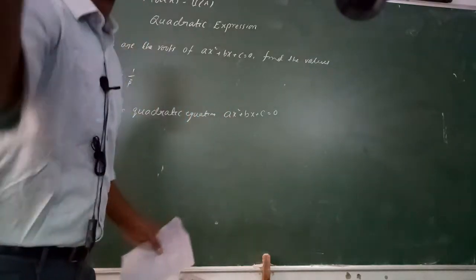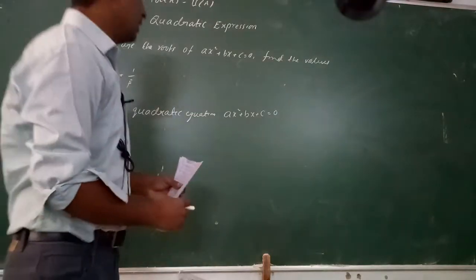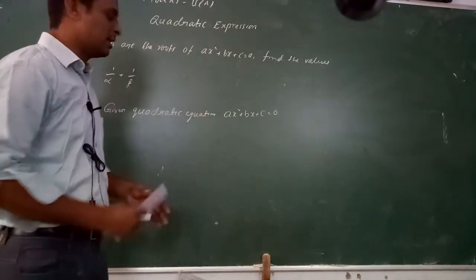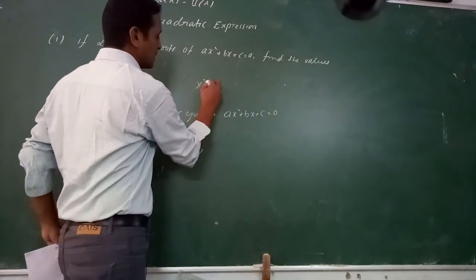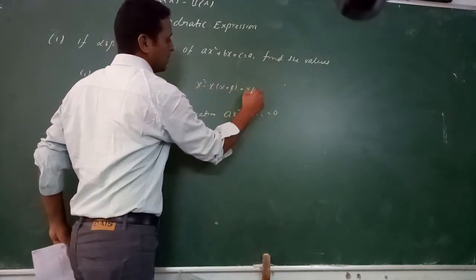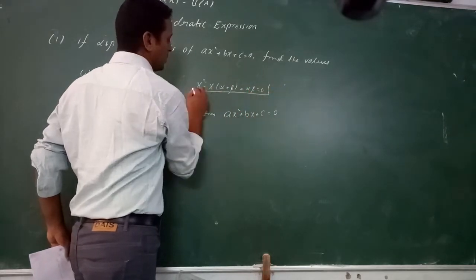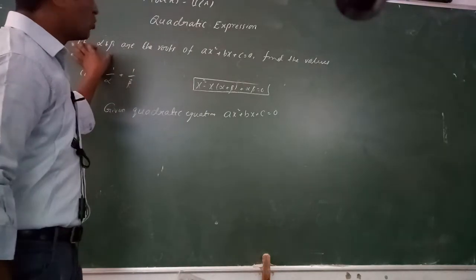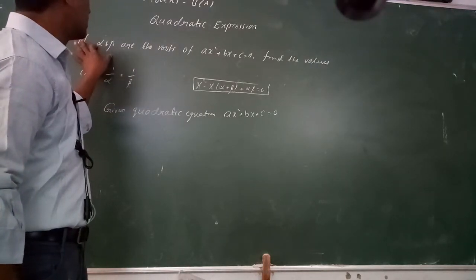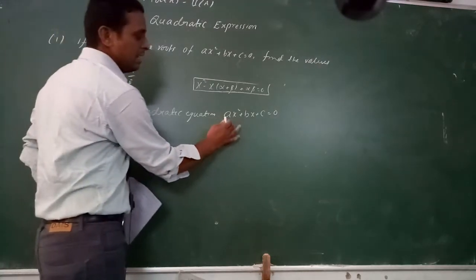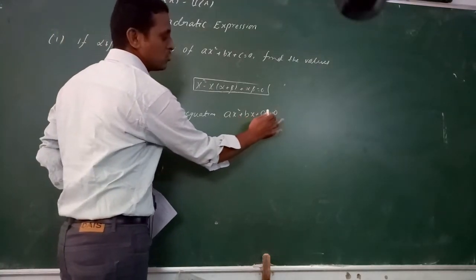Now, here there are two roots. The equation formed from two roots is what here? x square minus x times (alpha plus beta) plus alpha beta is equal to 0. This is given the two roots. Now here there are two roots given, alpha and beta. So what is the quadratic equation here? ax square plus bx plus c is equal to 0.